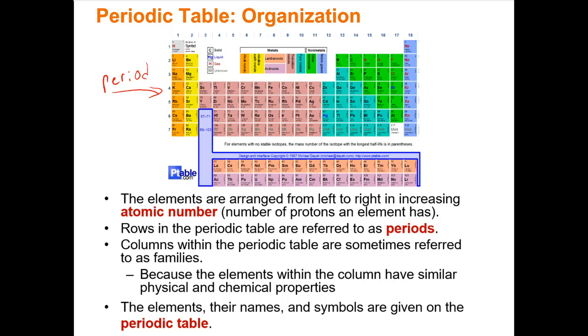And then the columns in the periodic table are sometimes referred to as families. So up and down, these are going to be your columns, also called your families. Also called groups. And these are going to be your rows or your periods. So just depending on who you're talking to, they may call them one of those. Because the elements within a column have similar physical and chemical properties, they're referred to as families, sometimes also groups. The elements, their names, and the symbols are given on the periodic table. Well, of course, we know that already.